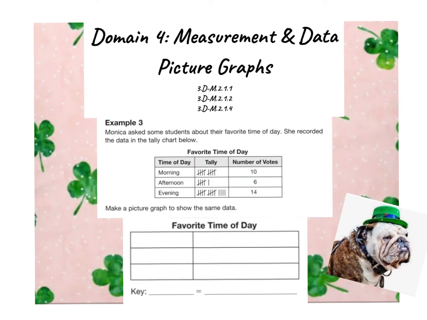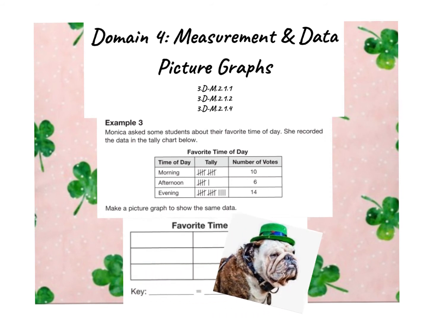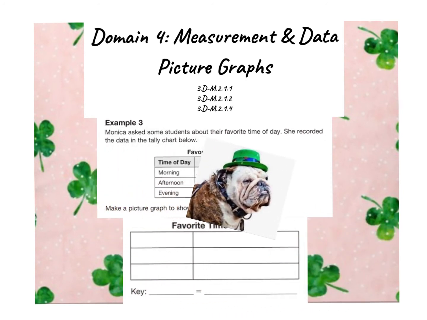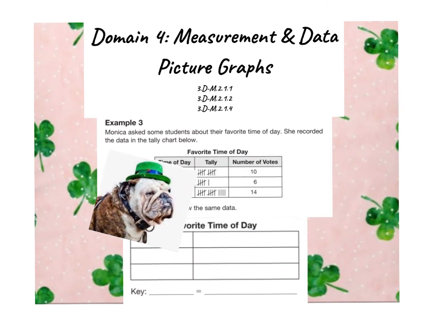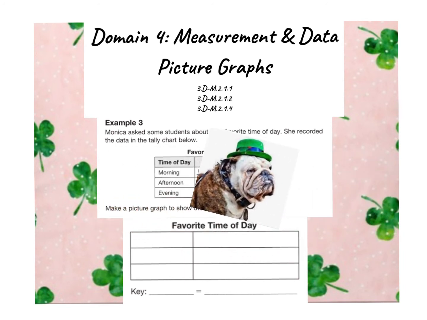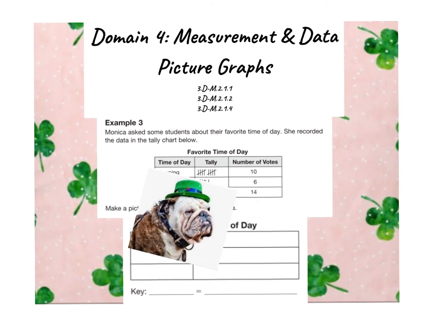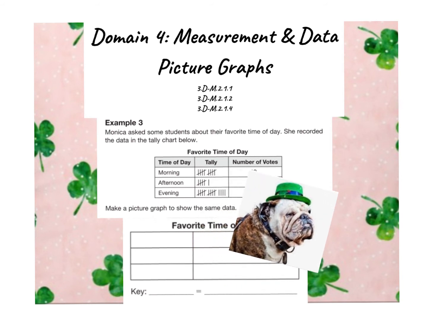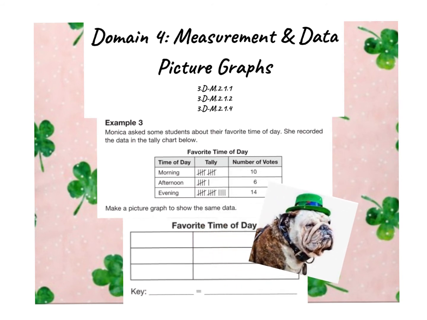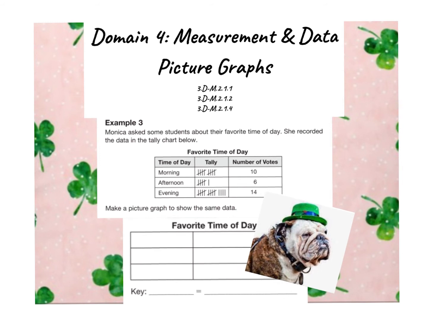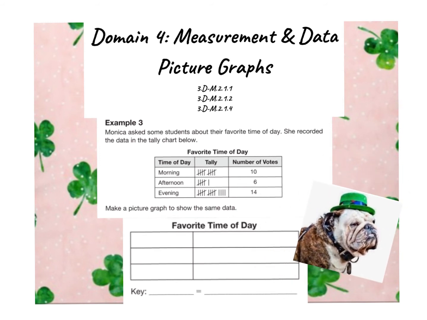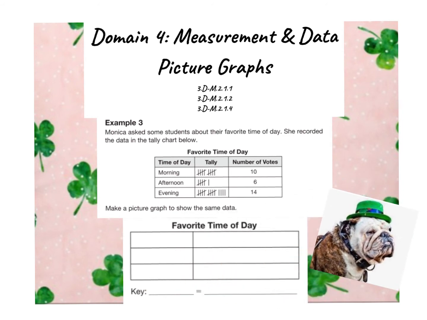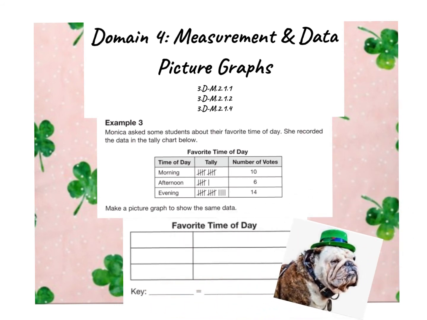All right, this is my favorite part, whenever we get to design our own picture graph. So let's read this example together. Monica asked some students about their favorite time of day. She recorded the data in the tally chart below. We have our title. We have our tallies. We're talking about the time of day, and our categories are morning, afternoon, and evening. We can see that 10 people liked morning best, 6 liked afternoon best, and 14, like me, liked evening best. So what they want us to do is make a picture graph to show the same data. They already gave us the title, favorite time of day.